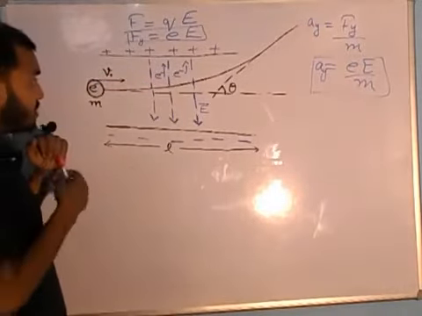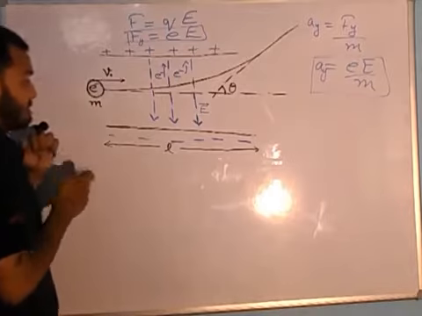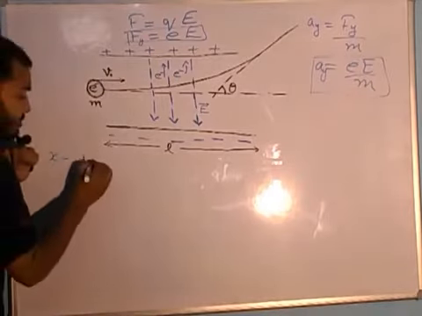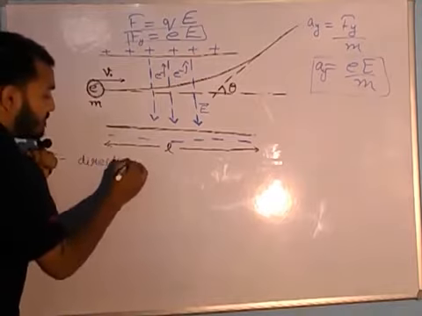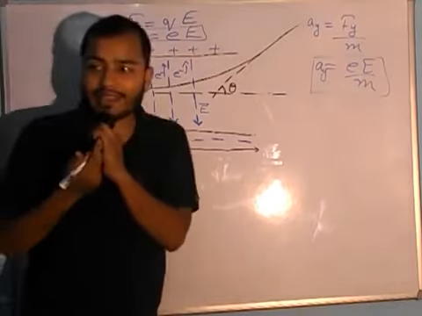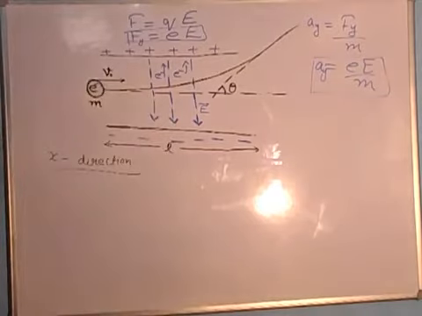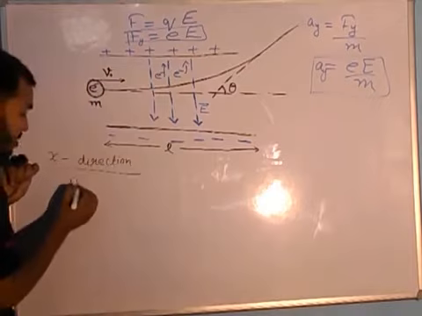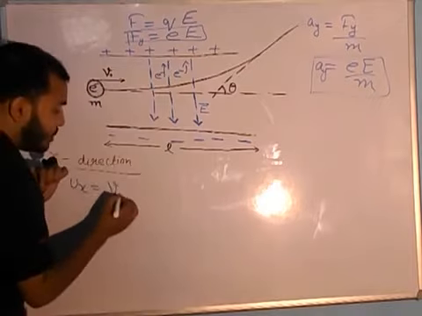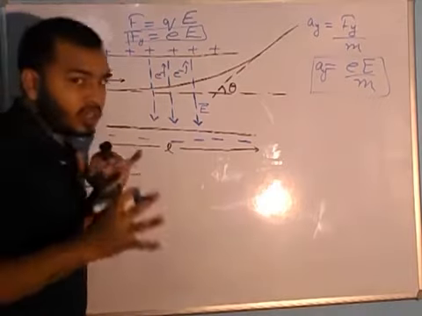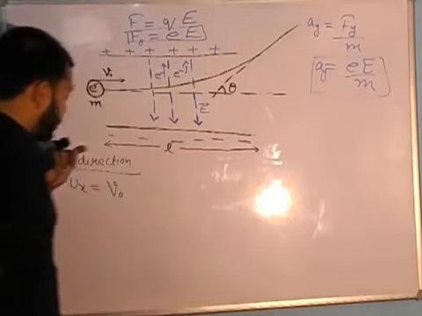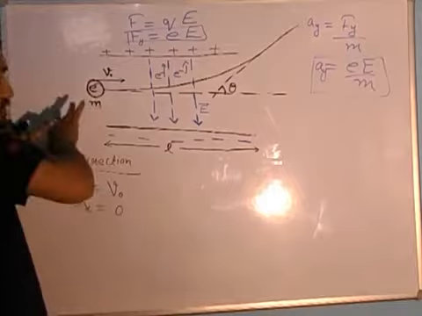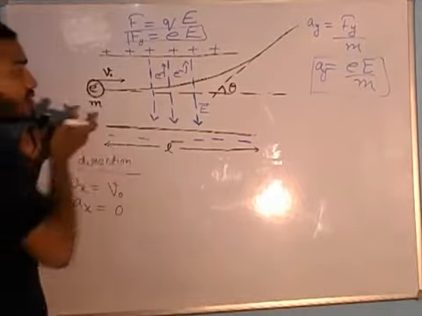Now we have to consider what is the path of this electron. So we will consider two motions of the electron. First, in the x direction. So first we are going to consider the motion of the electron in the x direction. In the x direction, what is the initial velocity of the electron? Yes, it's v0, the velocity with which it enters the field. What is the acceleration of the electron in the x direction? It's 0, because the electron doesn't have any acceleration in the x direction.